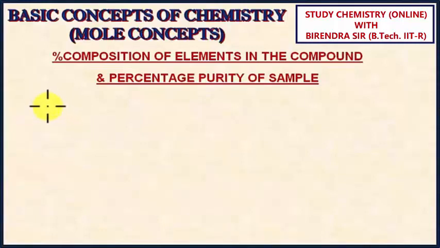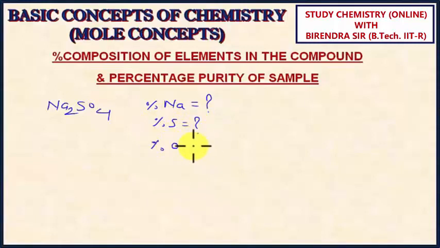Take an example, let us say Na2SO4. I want to find percentage of sodium here. I want to find percentage of sulfur here. I want to find percentage of oxygen here. And to find that, first find the molar mass of Na2SO4.